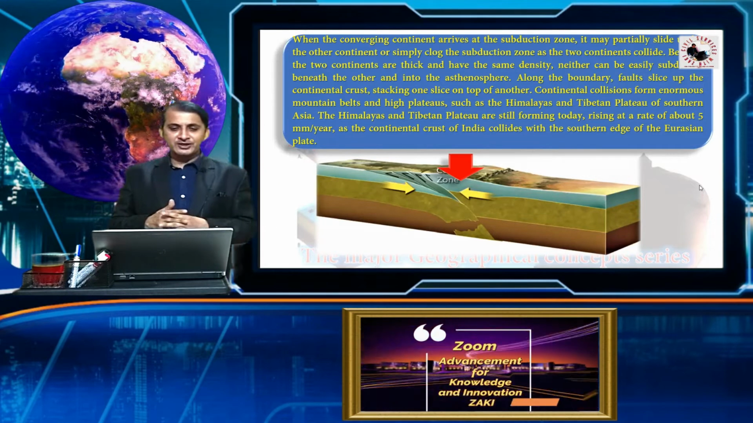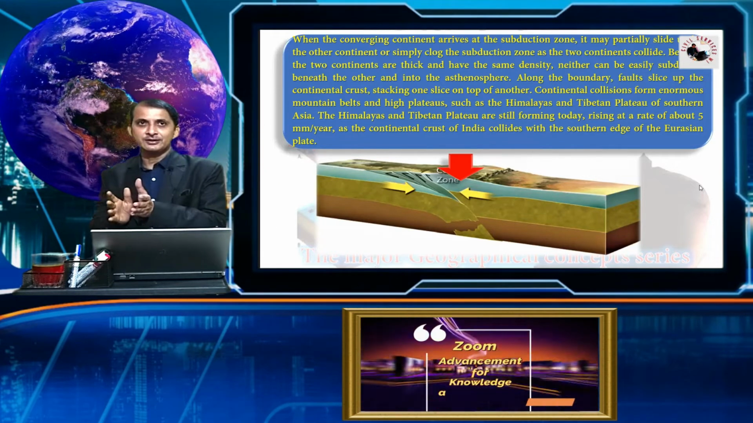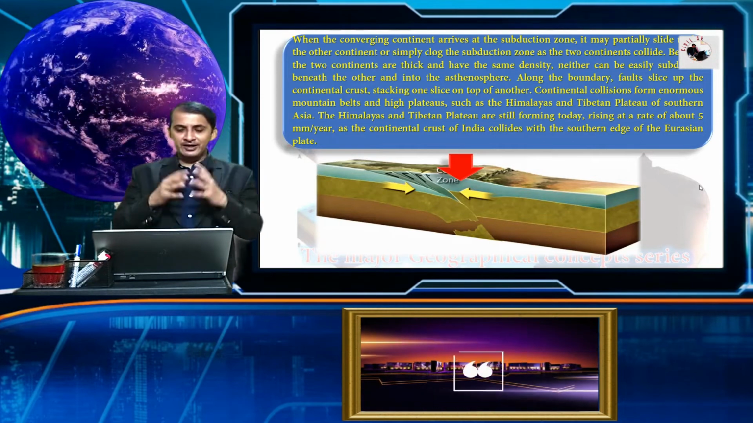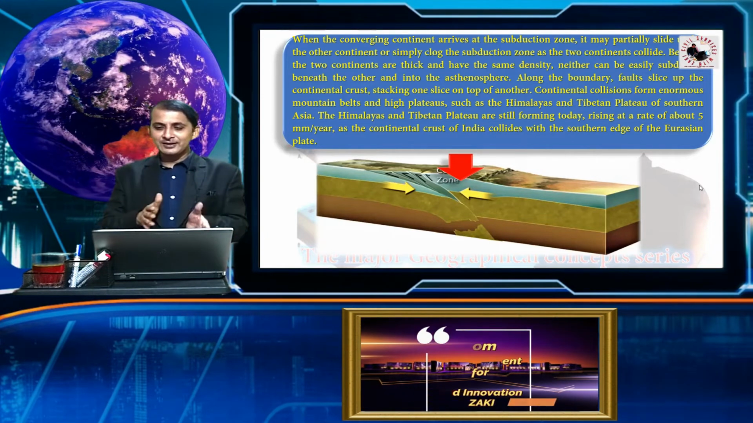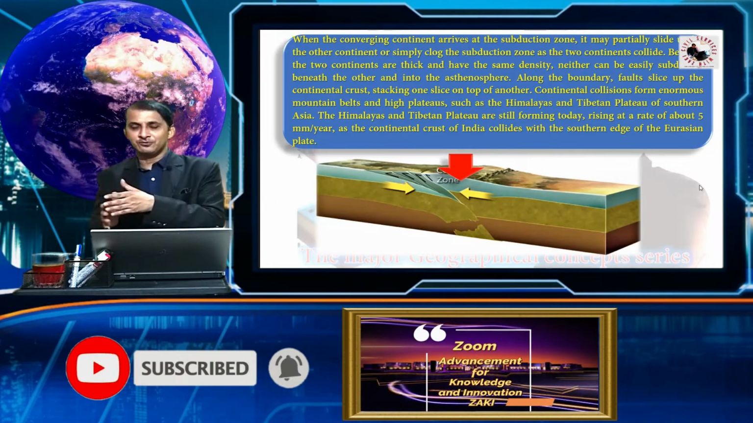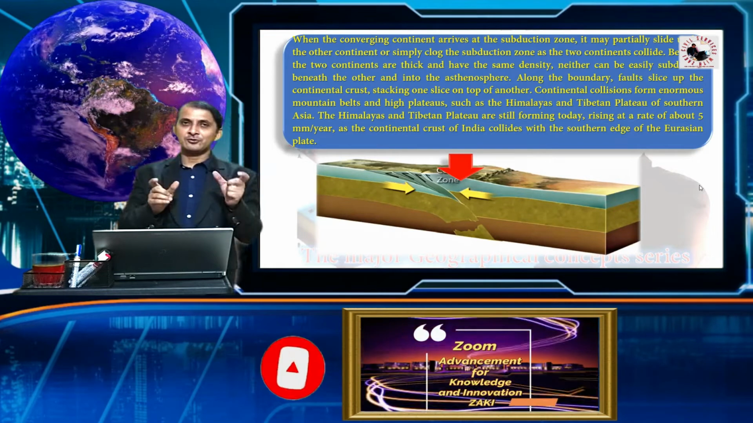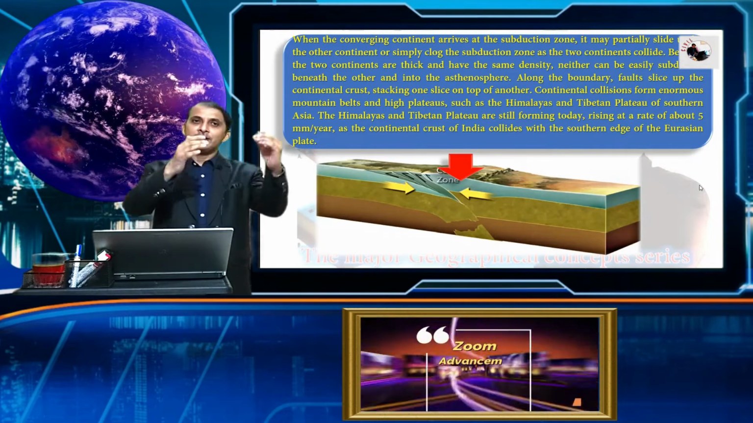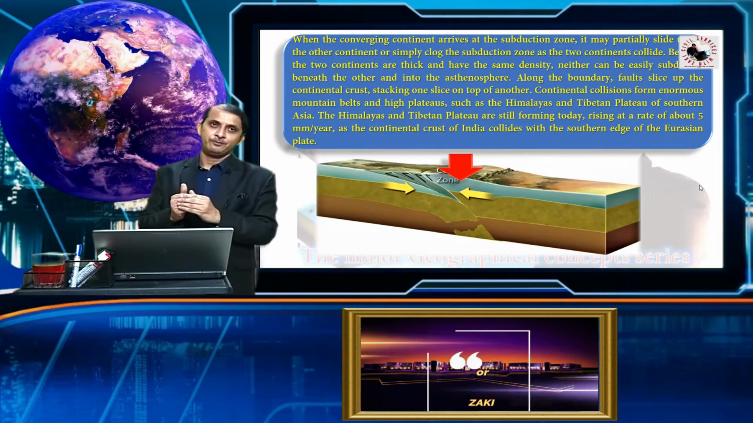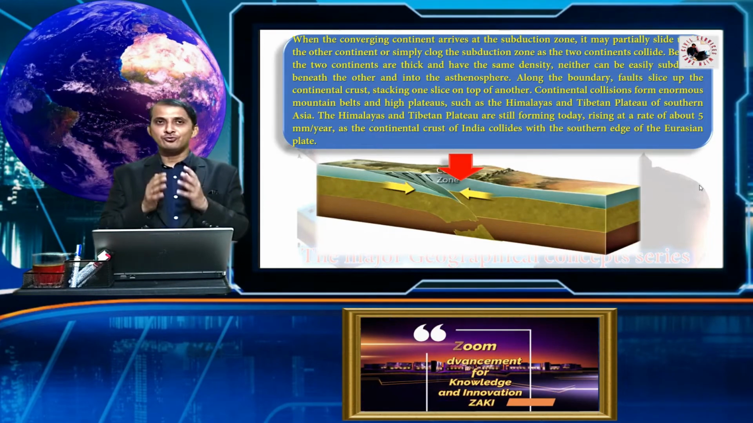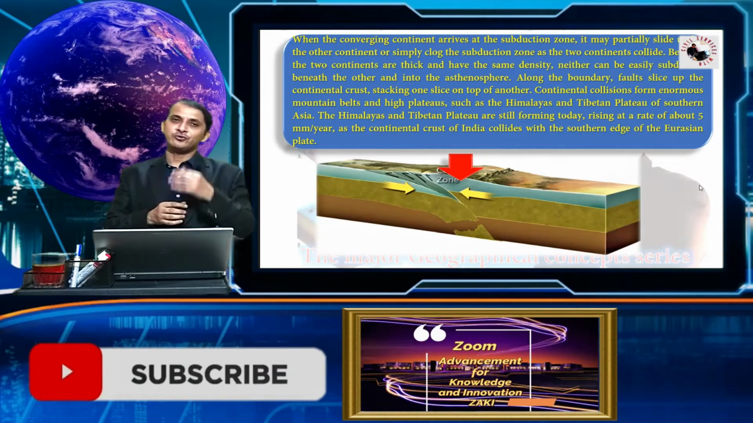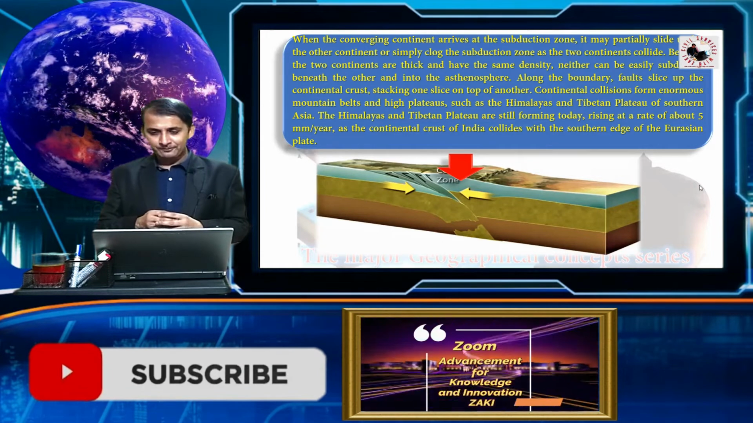This is because the two continents are thick and have the same density. Since they have the same density and thickness, neither can easily subduct beneath the other into the asthenosphere. As we showed in the first slide, the asthenosphere is beneath the lithosphere. If you want to know more, write in the comment box and also join our class in Mukherjee Nagar.